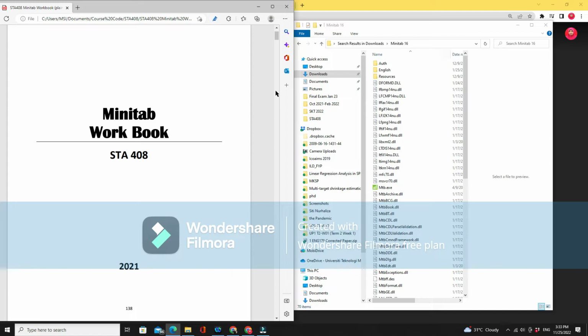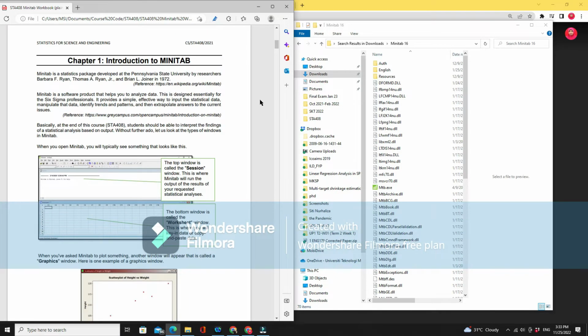Please refer to the Minitab workbook on page 138. Minitab is one of the statistical software used to analyze data. Many other software are available. However, in your final, you should be able to interpret the statistical analysis output from Minitab. Minitab is a statistical package developed at the Pennsylvania State University, and it is designed essentially for Six Sigma professionals. Six Sigma is basically related to quality control or quality assurance.